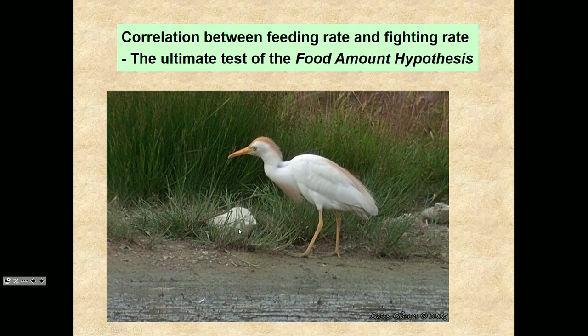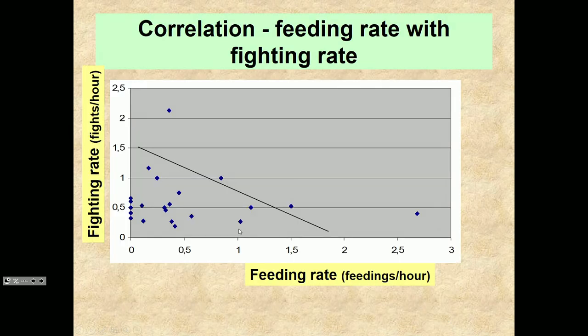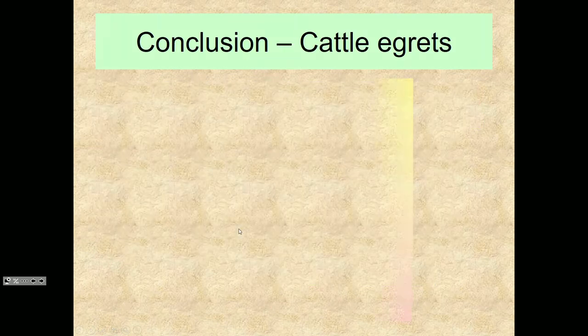And the ultimate test of the food demand hypothesis would be the correlation between feeding rate and fighting rate. So we should expect them to fight less if they get more food. And what do we find? On the x-axis you have feeding rates, feedings per hour, and on the y-axis fighting rate. And you see that there's a significant negative correlation. So that means that if the parents feed them more, they will fight less. More or less the same as in humans. If you feed and treat your offspring right, they will fight less. Well, that's more complicated with humans, of course.